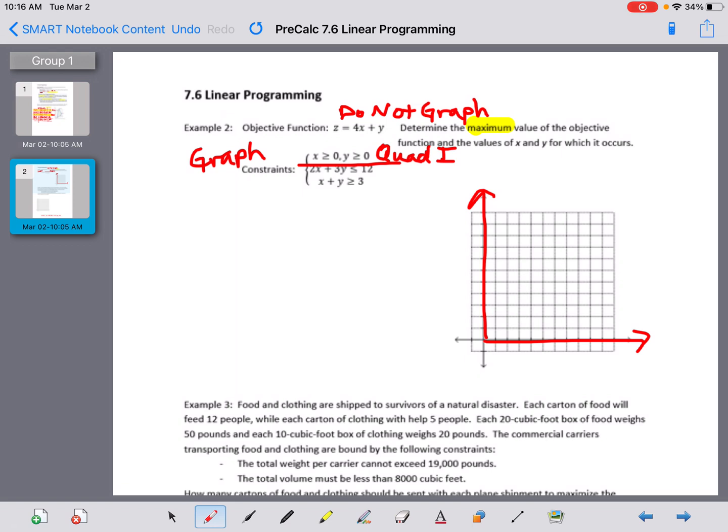Okay, second one here. 2x plus 3y is greater than or equal to 12. Set up perfectly for intercepts. So if I plug in 0 for x, I get 4 for y. If I plug in 0 for y, I get 6 for x. That gives me some points to go. 0, 4.